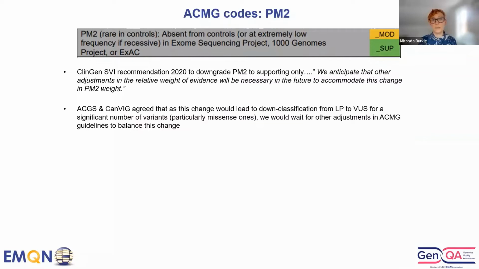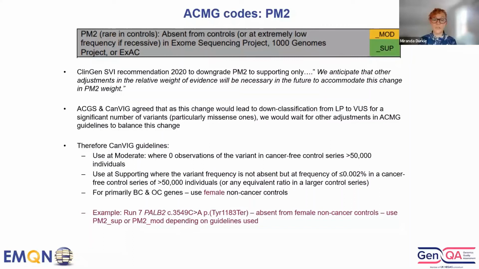So the CanBIG guidelines are quite stringent. We do allow the use of moderate, but only where there are zero observations, so it has to be completely absent from gnomAD. And then we would use it as supporting where the variant is not absent, but it's a very low frequency. So we'd say 0.002%, and that's an example for PALB2. Oh, and just to say that for the primarily breast and ovarian cancer genes, we'd recommend looking at the female non-cancer cohort in gnomAD.